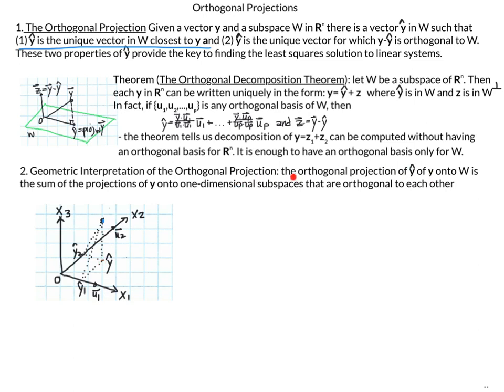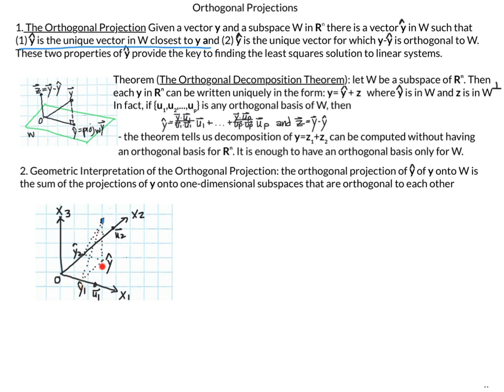And what this orthogonal projection says is that this y hat is the sum of projections of y onto one-dimensional subspaces that are orthogonal to each other. So in other words, if I project y down to this, and this kind of looks funny, this is my coordinate. If I project y then down to u2, I'm going to get this y2 hat. So this is the projection of y on my u2 axis of W, or my basis of W. And then here, this is my projection of y down to y1.